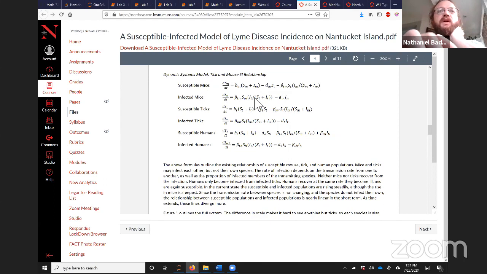And so again, this looks like some sort of terrible pile of equations, but it's actually not that bad, right? You've got susceptible mice, infected mice, susceptible ticks, infected ticks, susceptible humans, infected humans. Great. So you just have 3 SI models, and you just have some medium of transfer between them. And that's really all that's going on here. It's just 3 SI models with some medium of transfer between the populations. Okay. Any questions?